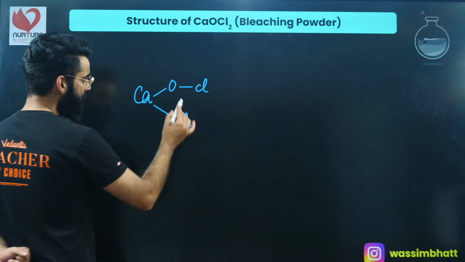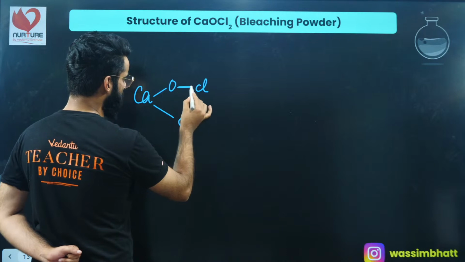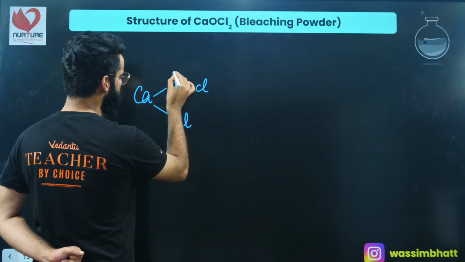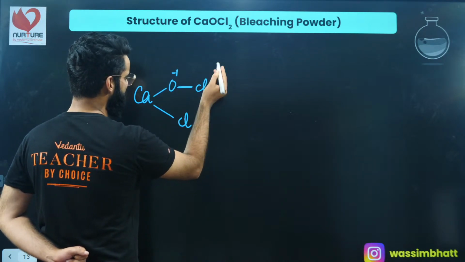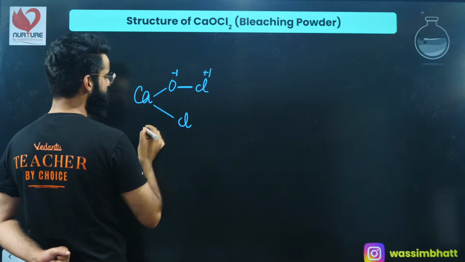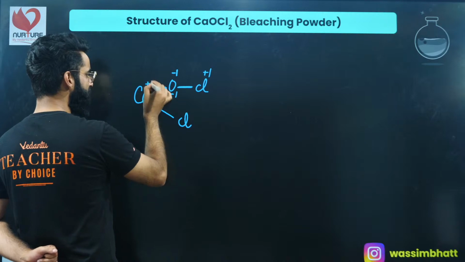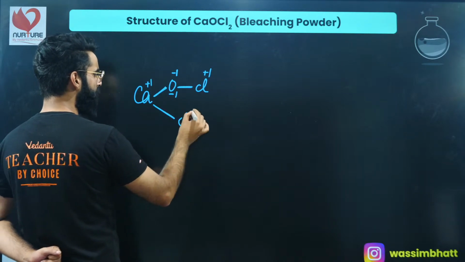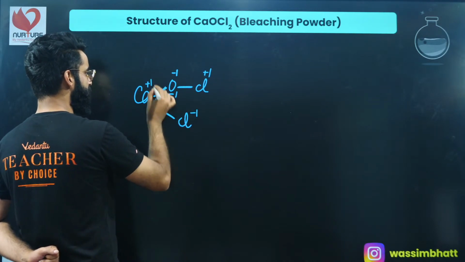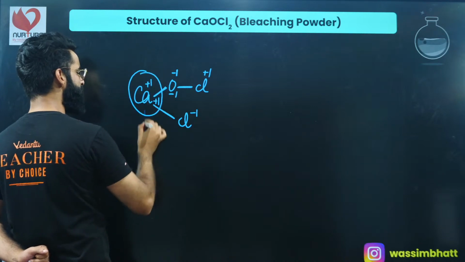See guys, if I look at this bond between oxygen and chlorine, oxygen being more electronegative, it is going to have the oxidation state of -1. Chlorine being less electronegative, it's going to have +1, right? Due to this single bond, chlorine being more electronegative, this is -1 and this is +1, right? What is the charge present on this calcium over here? It's +2.